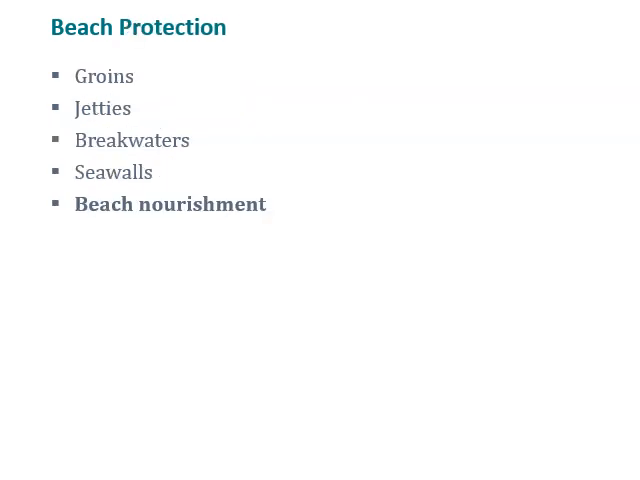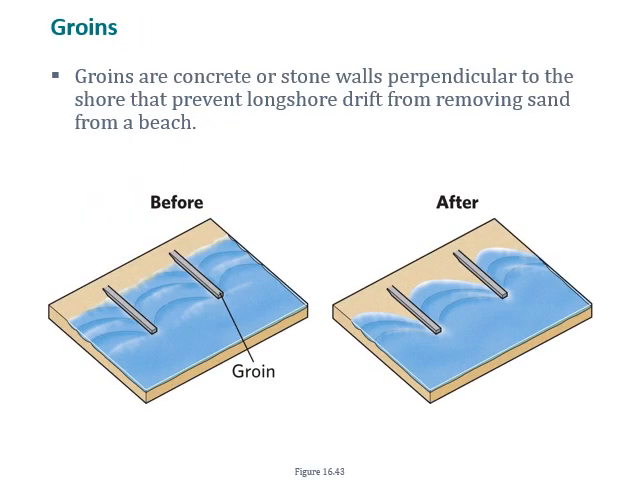Last part of our lecture will discuss beach protection. So it's the human relationship with the beach. These beach protection measures include groins, jetties, breakwaters, seawalls, and beach nourishment. Groins are concrete or stone walls perpendicular to the shore that prevent longshore drift from removing sand from the beach.